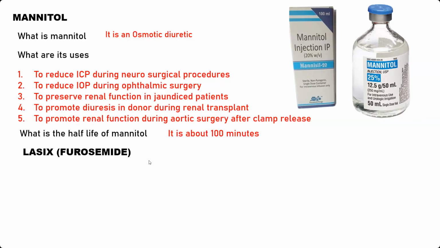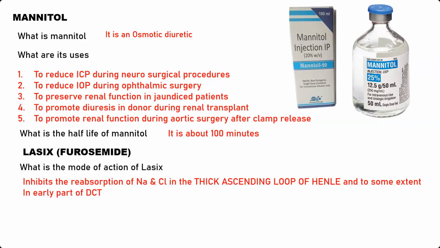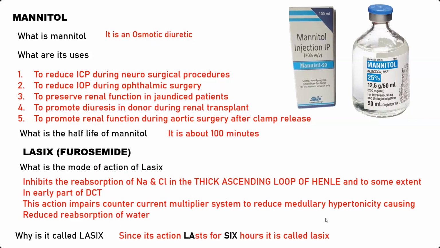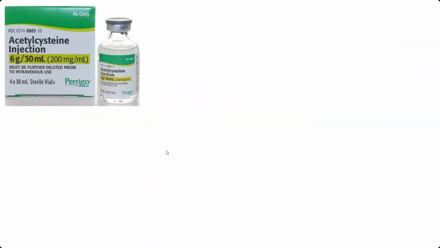And Lasix, furosemide. What is the mode of action of Lasix? It is a loop diuretic. It acts on the sodium potassium chloride cotransporter, inhibiting the reabsorption of sodium chloride in the thick ascending loop of Henle, and to some extent in the early part of the distal convoluted tubule also. The action impairs the countercurrent multiplier system to reduce medullary hypertonicity, causing reduced reabsorption of water. The action lasts for 6 hours. Very good. Okay. Acetylcysteine.